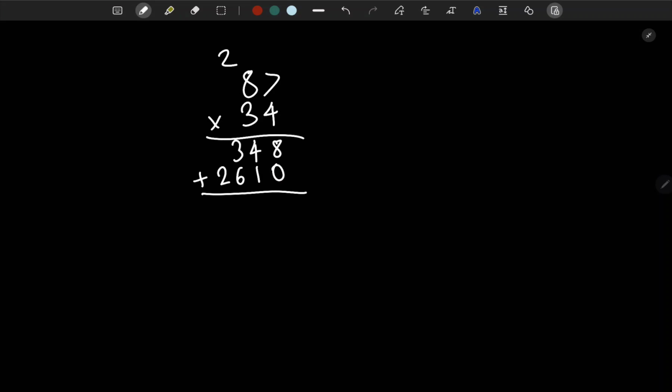Now add these numbers up. 8 plus 0 is 8. 4 plus 1 is 5. 6 plus 3 is 9, and 2. This is the final answer.